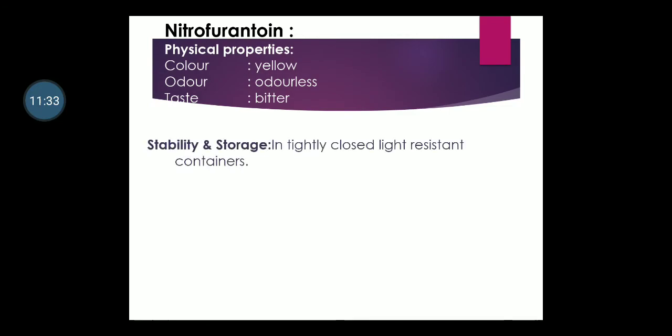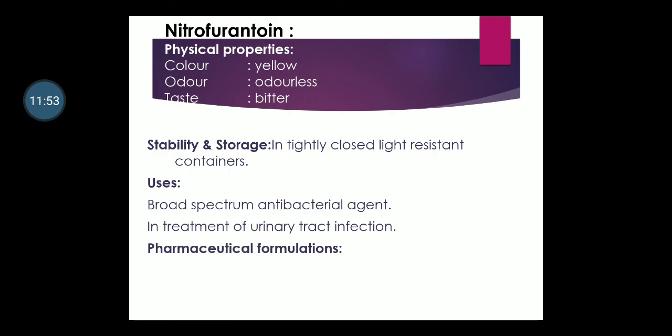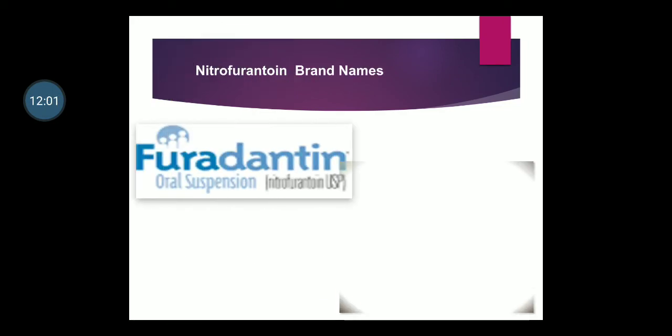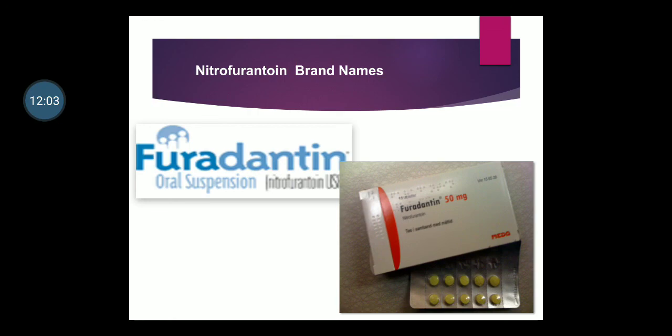Nitrofurantoin. The physical property of nitrofurantoin is that it is yellow, odorless, and has a bitter taste. Stability and storage condition: it should be stored in a tightly closed, light resistant container, as usual. Uses: it is a broad spectrum antibacterial agent in the treatment of urinary tract infection. Pharmaceutical formulations are nitrofurantoin suspension, capsule and tablet. The brand is Furadantine, available as an oral suspension as well as a tablet.